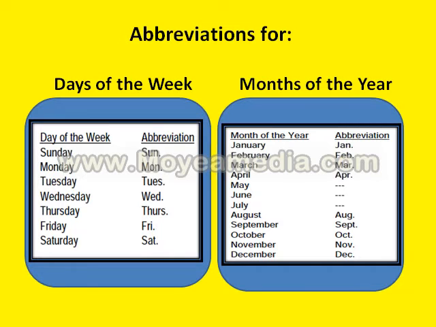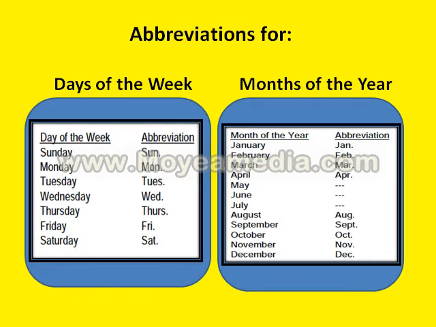How about June? Very good. It will be the same because it's too short for us to abbreviate. How about July? Awesome. So it will remain the same because it's too short to be abbreviated. So May, June, and July, there is no abbreviation for these months because they are too short for us to abbreviate.